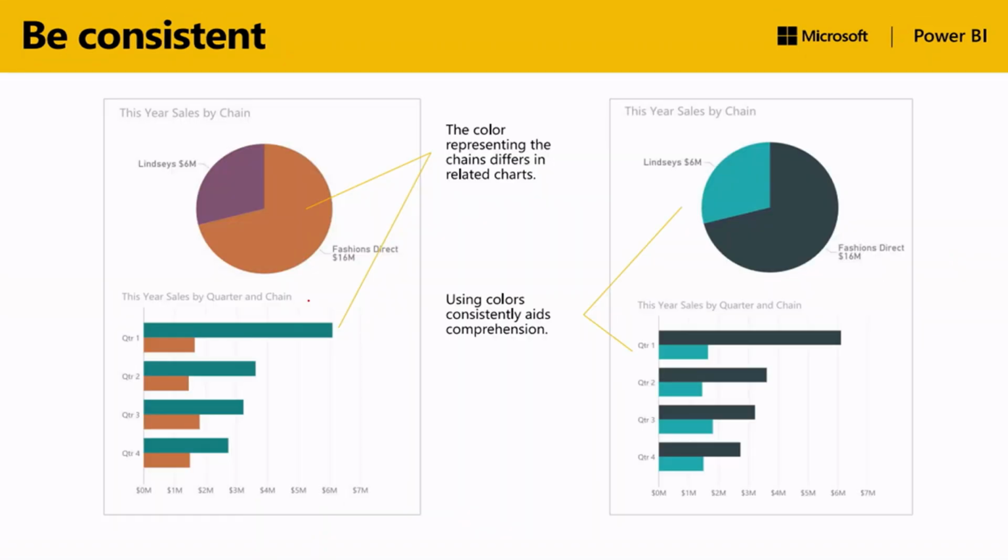So let me just show you an example right away over here. In this chart they are representing, let's say, Lindsay and Fashion Direct something. I don't know what they are talking about. Yeah, it is sales, right? So maybe they are talking about the sales of two particular chains. Now in this pie chart they are representing Fashion Direct with some brown color, but in another chart on the same page they are representing the same thing with the green color.